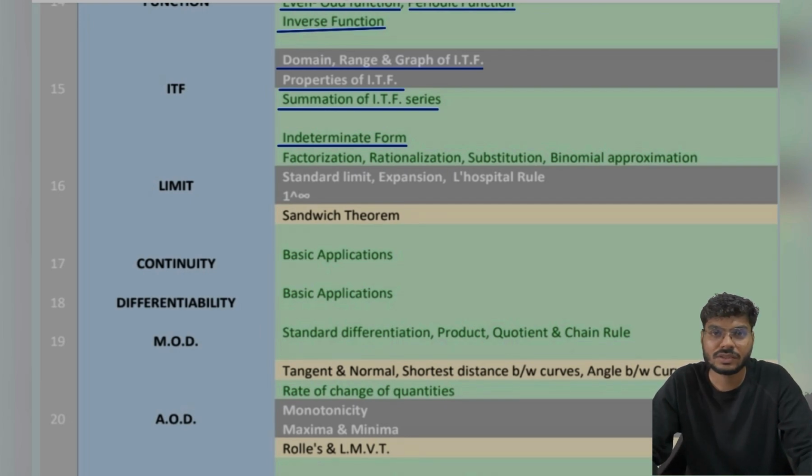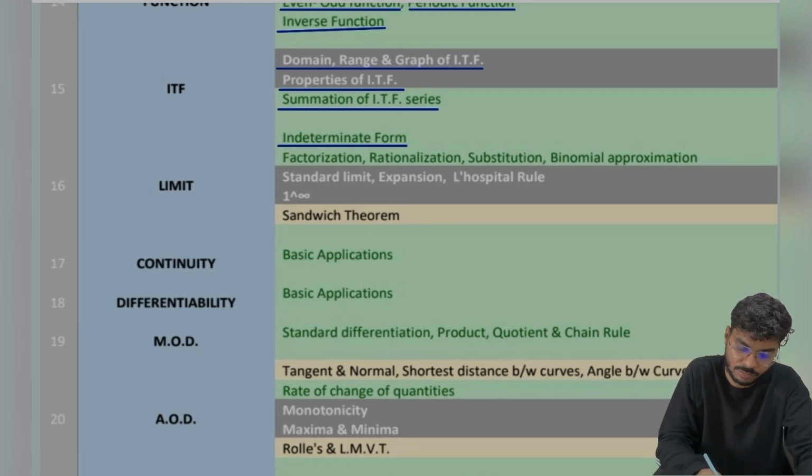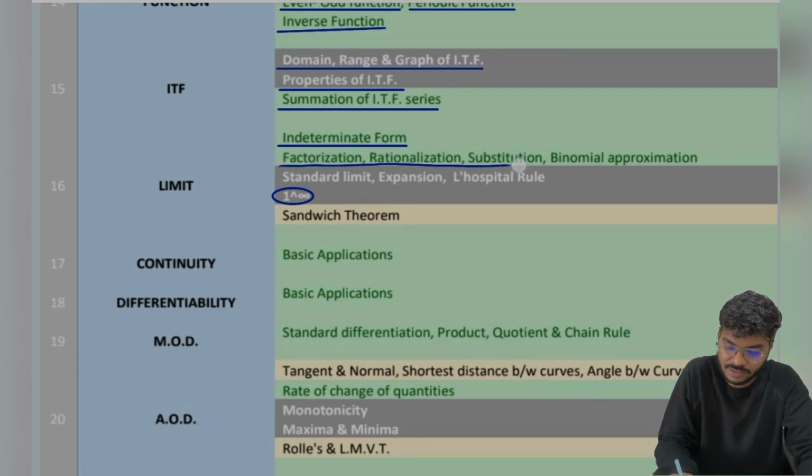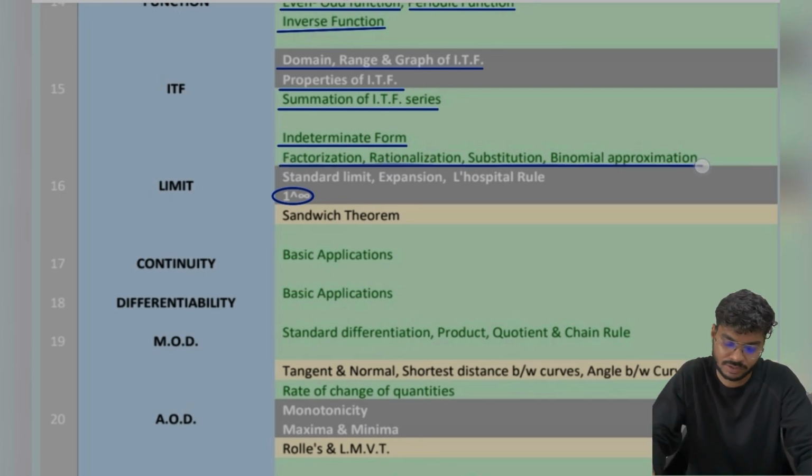What are important here? 0 by 0 is important, infinity upon infinity is important, 1 to the power infinity is also important. How to solve the indeterminate form? Factorization, rationalization, substitution, binomial approximation, right?